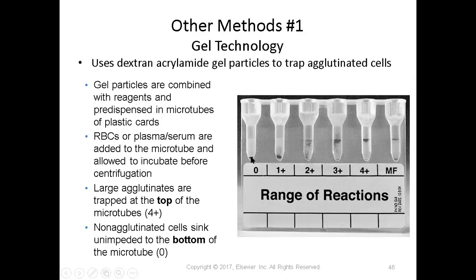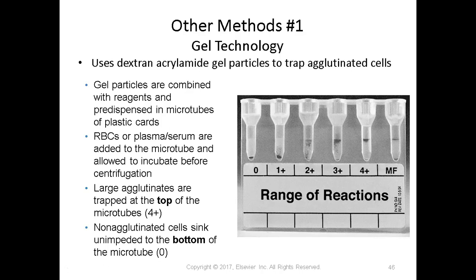So you have to be very careful when you're reading gel, because when you're reading tube, a big button in the bottom of a tube is usually a 4+ reaction. Okay, so you have to keep it straight. 4+ in gel is they're trapped on top. Okay, so here this would be a negative reaction designated by a 0.